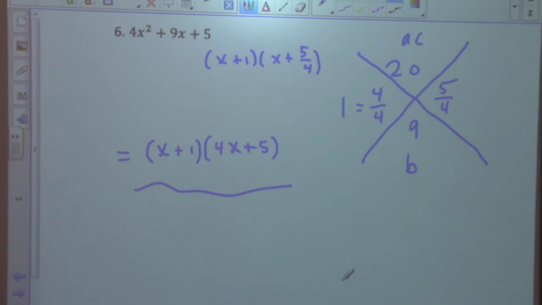Kendall, how did you do on that? You come up with that? No, she's just talking. That's what I got. Mr. G, how did you get 5x minus 4? No, that's not right. Okay, I get that. I did it the opposite way, but I got the same answer pretty much.